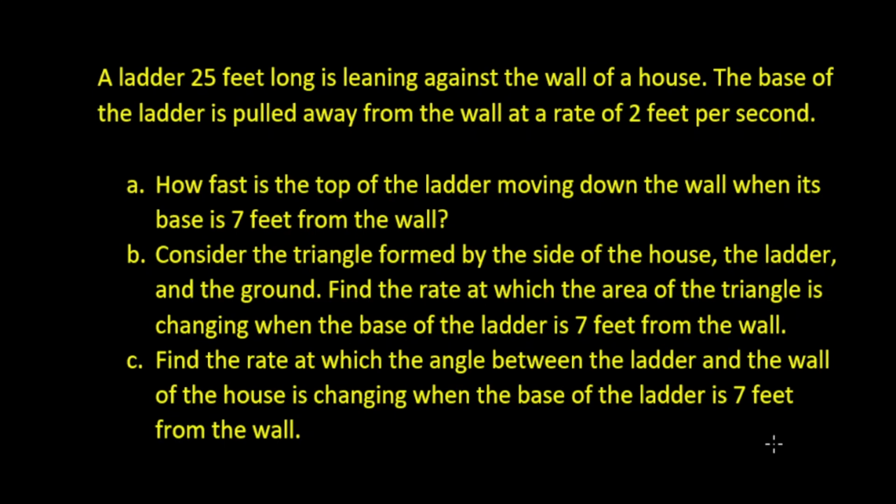Let's look at this question here. It's a related rate question. A ladder 25 feet long is leaning against the wall of a house. The base of the ladder is pulled away from the wall at the rate of 2 feet per second.